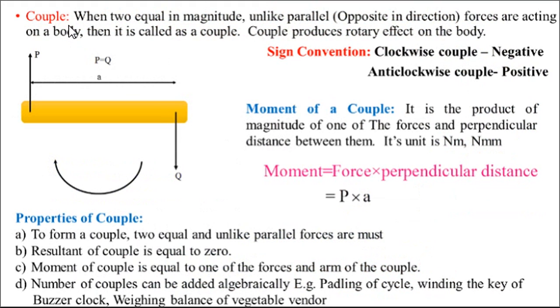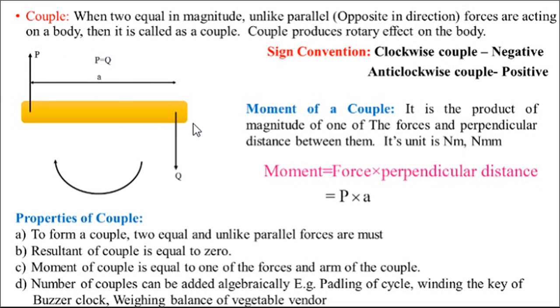Now the next important point is couple. Couple is slightly different from moment. Moment is a product of force and perpendicular distance, where the resultant is not zero, but in a couple the resultant of the forces is zero. Couple means two equal forces, having the same magnitude, unlike parallel, meaning opposite in direction, acting on the body. Then they are called a couple. Couple produces a rotational effect on the body.